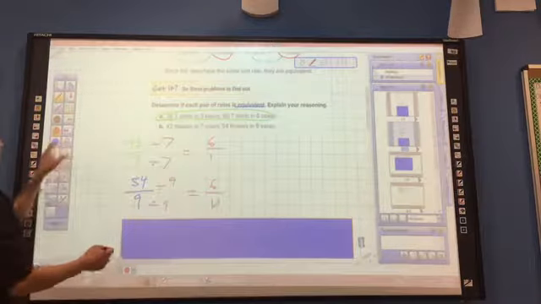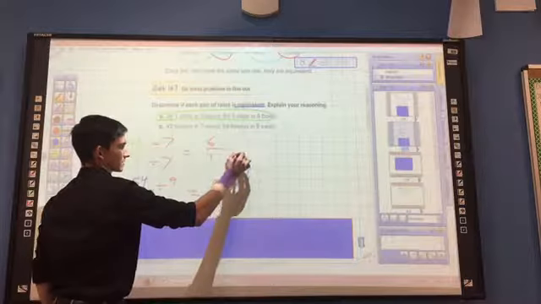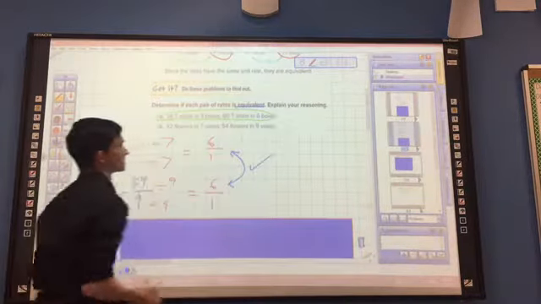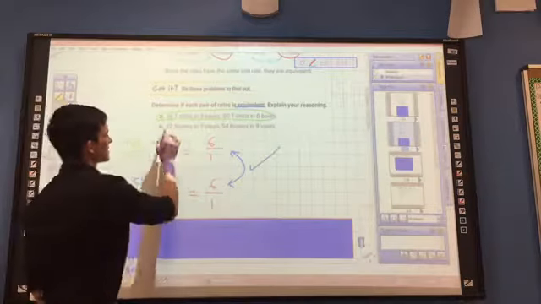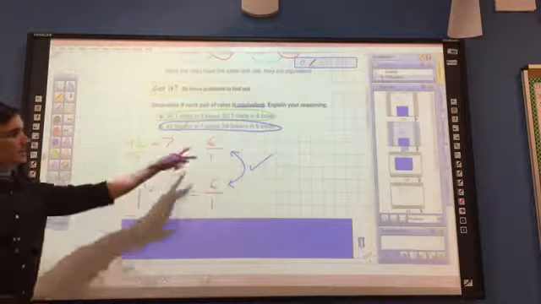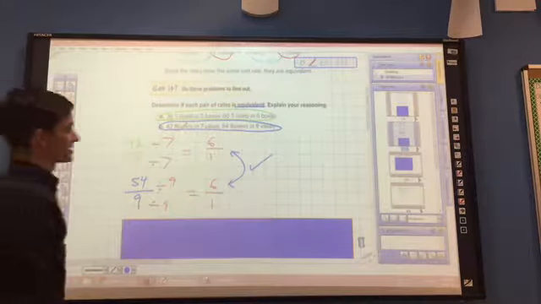Now look at these rates. Those unit rates are the same. So these two rates right here are equivalent rates, because their unit rates are the same. All right, next page.